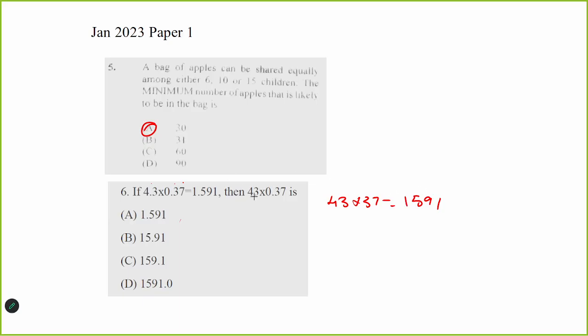But we have 43 multiplied by 0.37, so there are 2 digits after the decimal point. 1, 2, so that was 15.91, which is B. And that's the end of January 2023, paper 1.